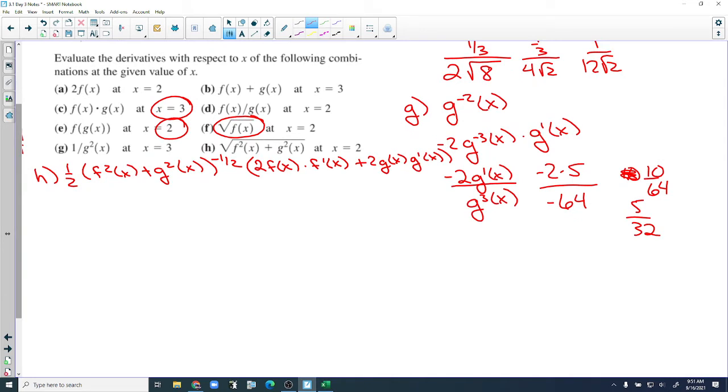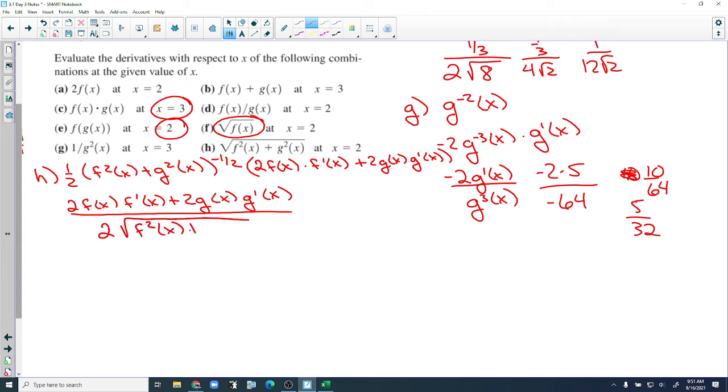The second piece stays on top. So 2f of x, f prime of x, 2g of x, g prime of x, all over. Oh, where did I get the 2? Oh, yeah, they each have a 2. This is 2 times square root of f squared of x plus g squared of x. That's really what it ends up being.